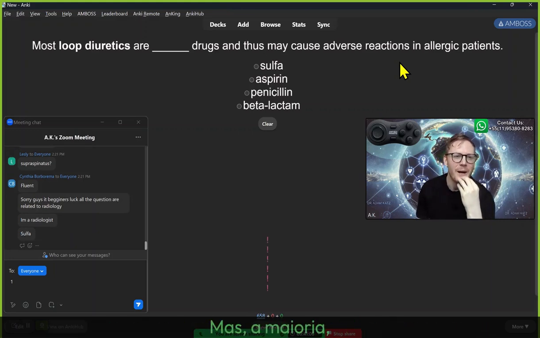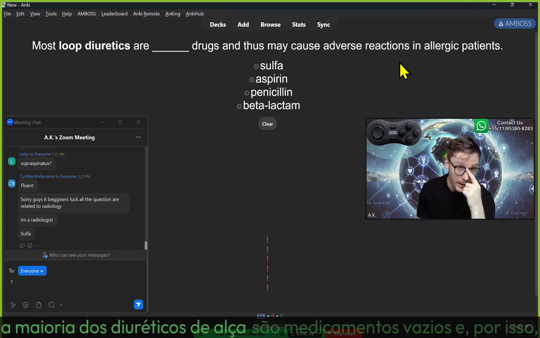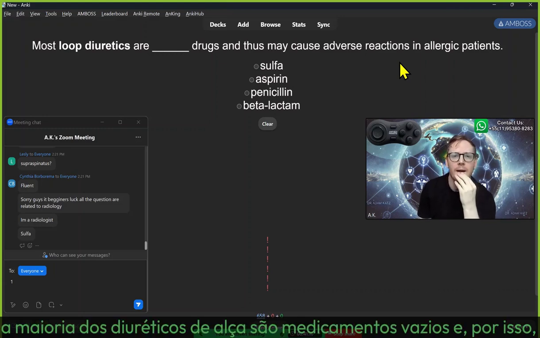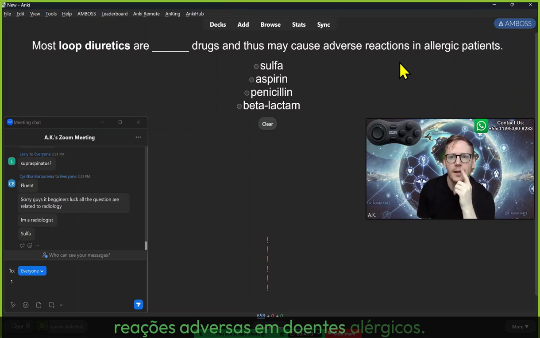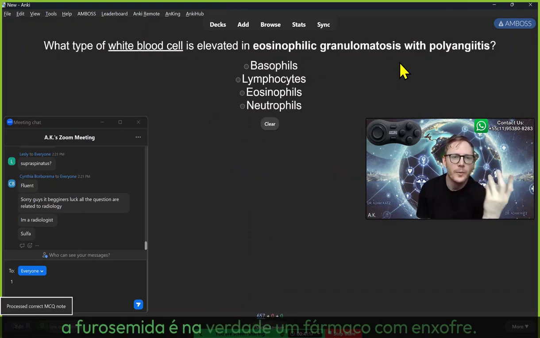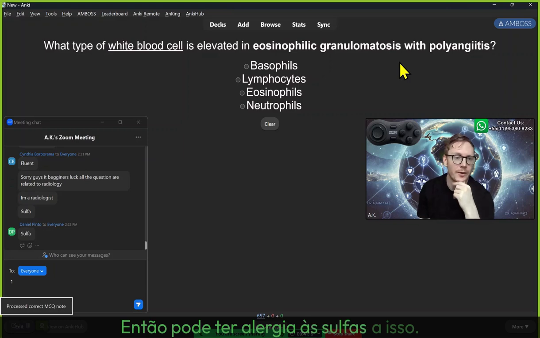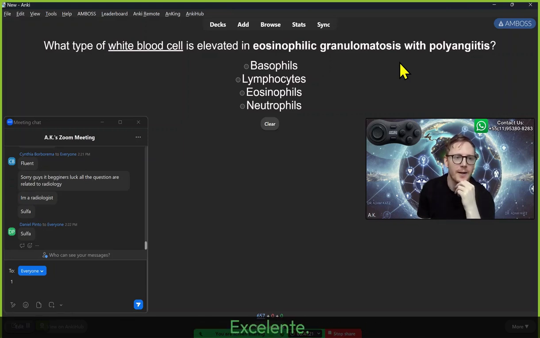Most loop diuretics are blank drugs and thus may cause adverse reactions in allergic patients. Yeah, they're a sulfa drug. Furosemide actually is a sulfa drug, so you can have sulfa allergies to that. Exactly, Daniel. Great.